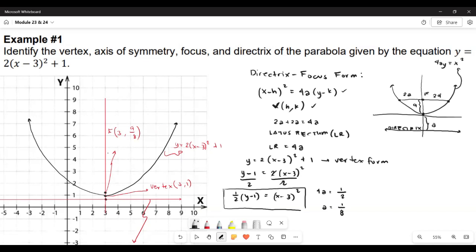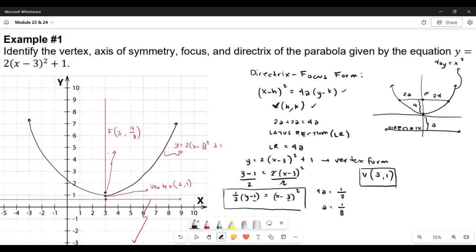Divide both sides by 4 lang yan. Okay? So, ang pinapahanap sa atin dyan is yung vertex. So, makikita natin agad yung vertex natin is ito, 3, tapos 1. So, same lang din sa nakuha natin kanina.